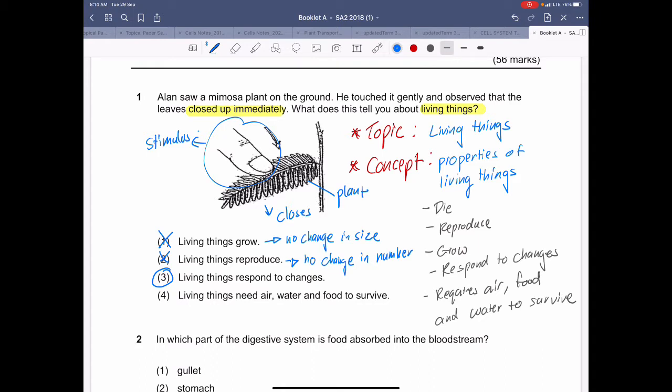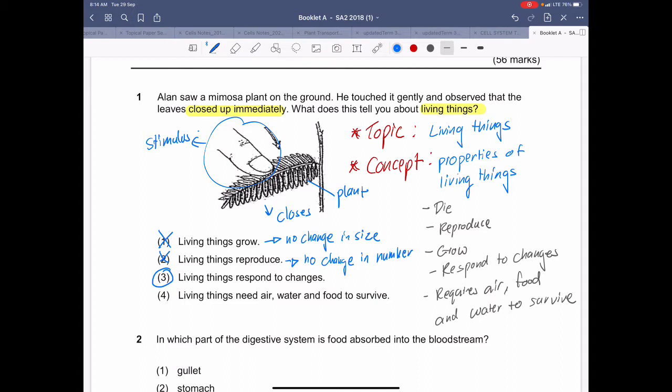Because for 4 there is no water, I don't see food, okay? I cannot see air, but air is transparent to begin with. So to me, 3 and 4 is the closest. Let's just say I don't know. But at least I can eliminate out of 4 answers.